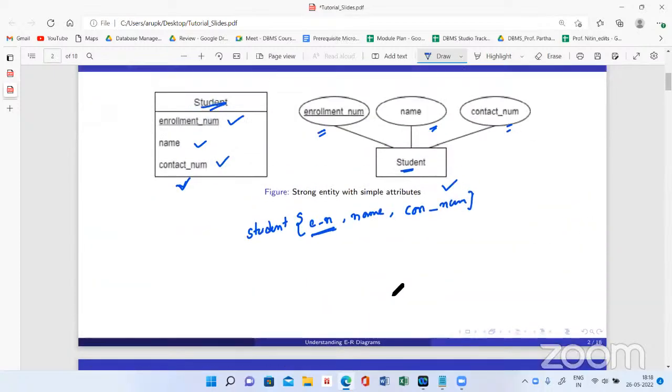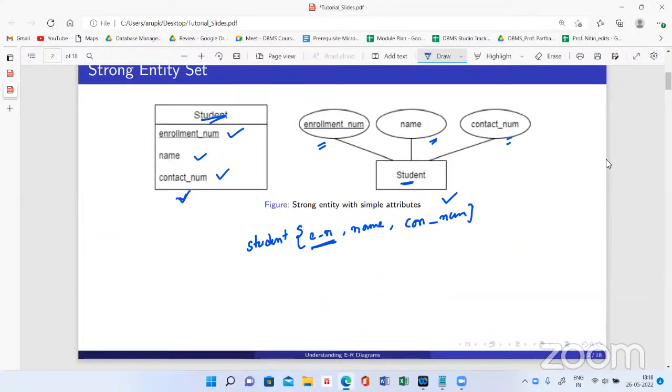Now, these attributes are called simple attributes because each takes an atomic entry. Like name, a single name. Every student will have a single name, every student will have a single enrollment number, and every student will have a single contact number. This is my assumption: each value entry is atomic.